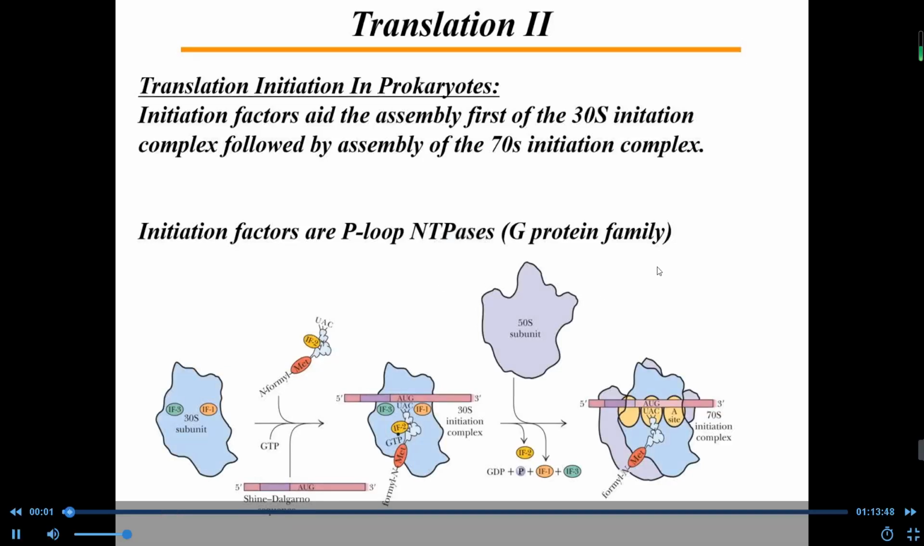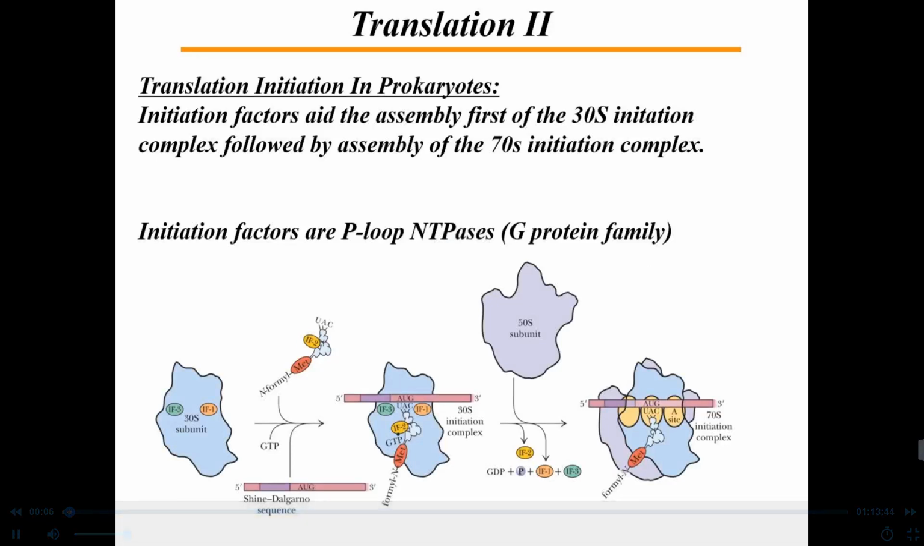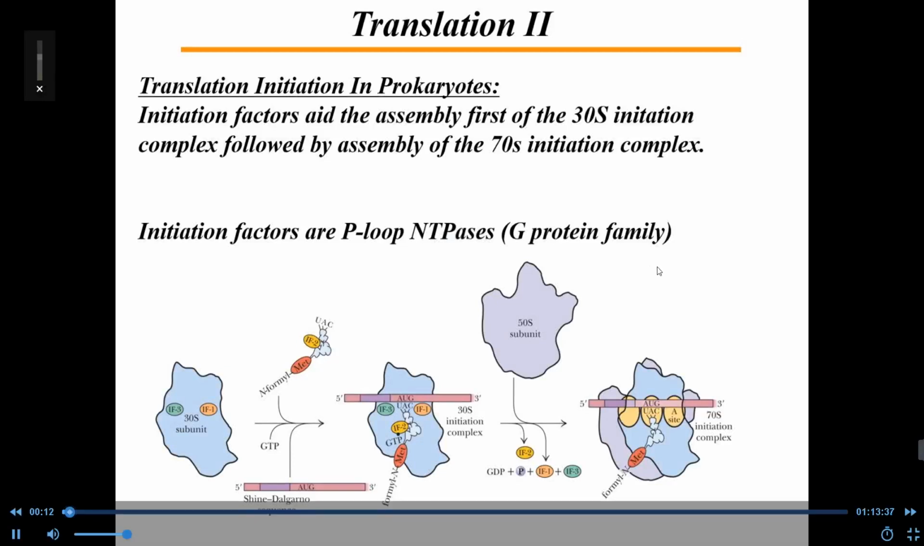All right, so now we're going to finish off translation number 2. We're going to look at the 3 stages of translation, first in prokaryotes, and then we'll delve into eukaryotic translation, and then finish off with some drug targets for the ribosomes.